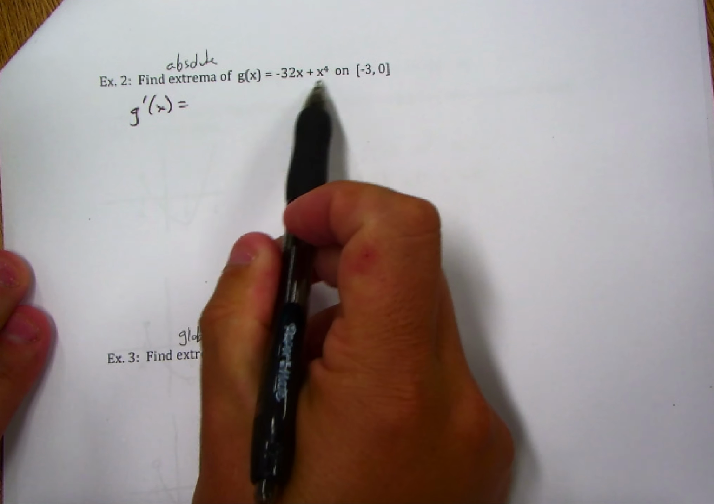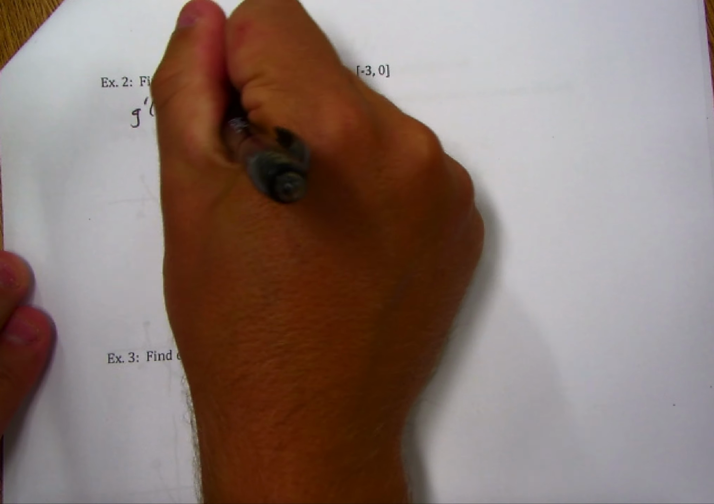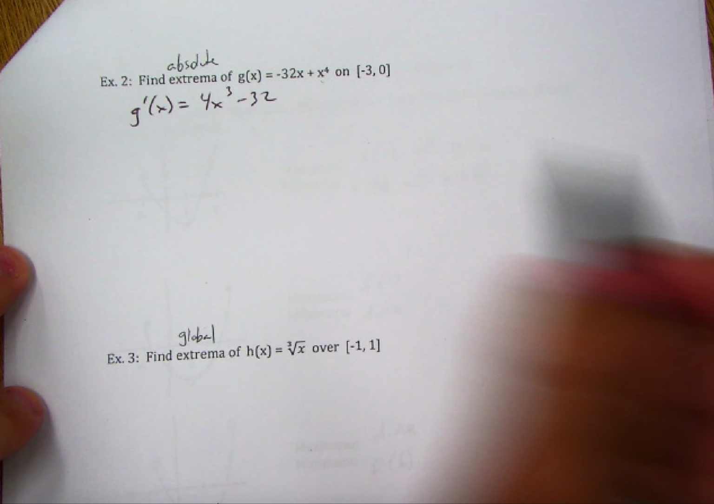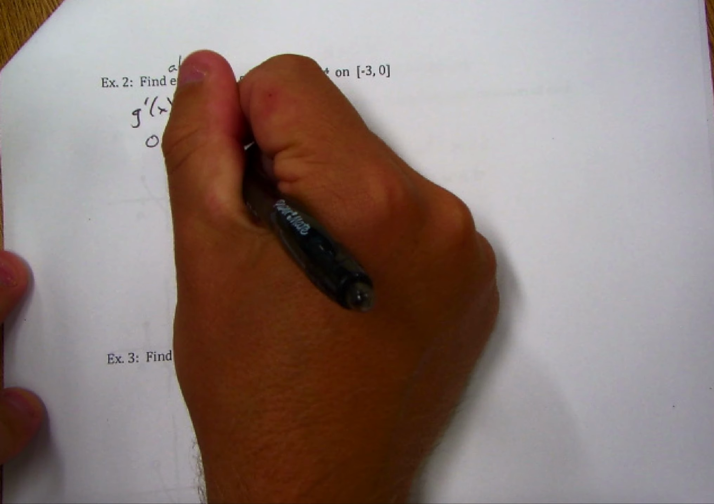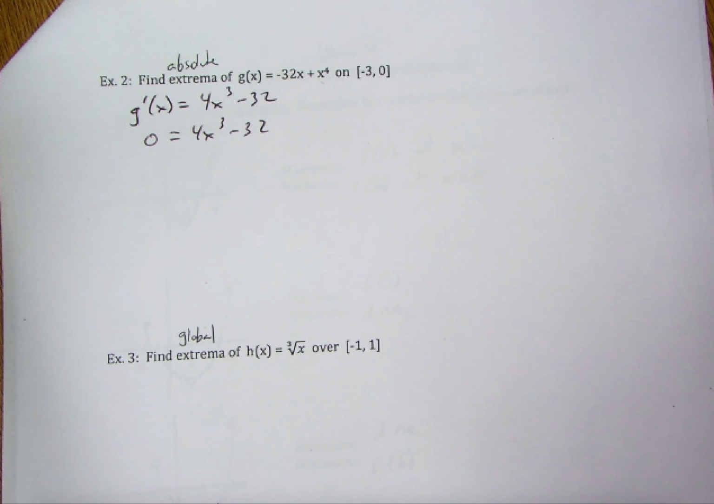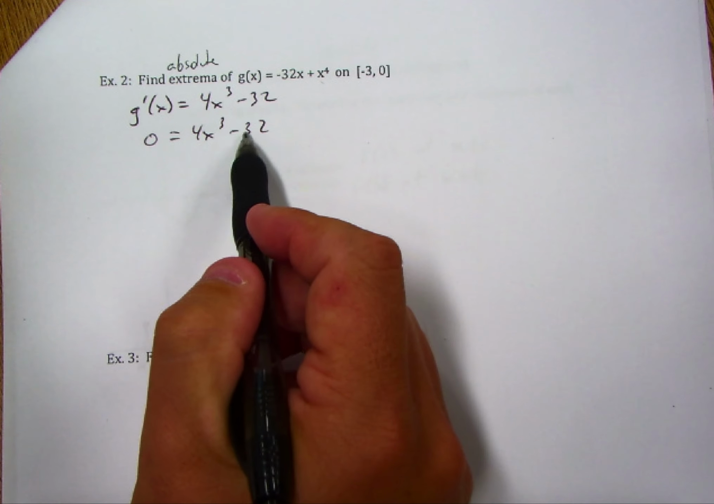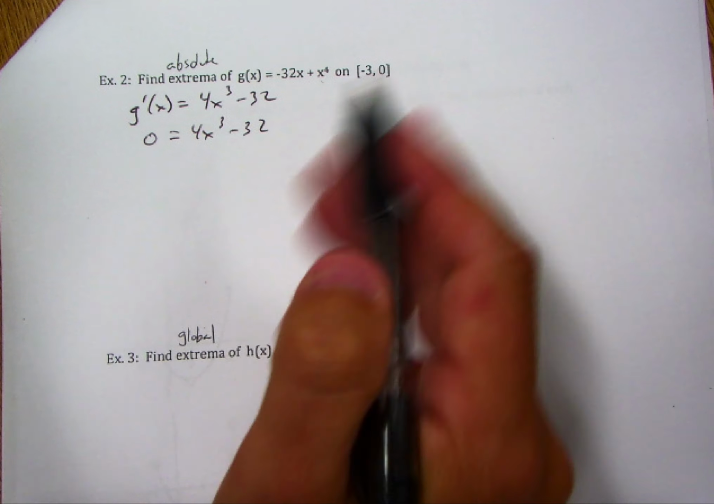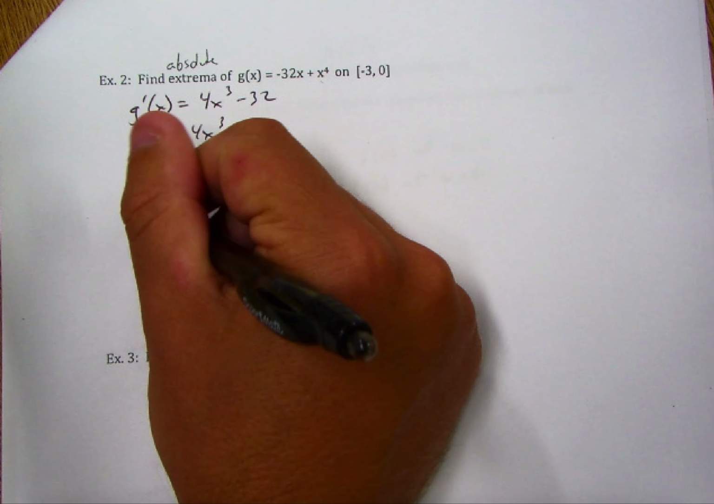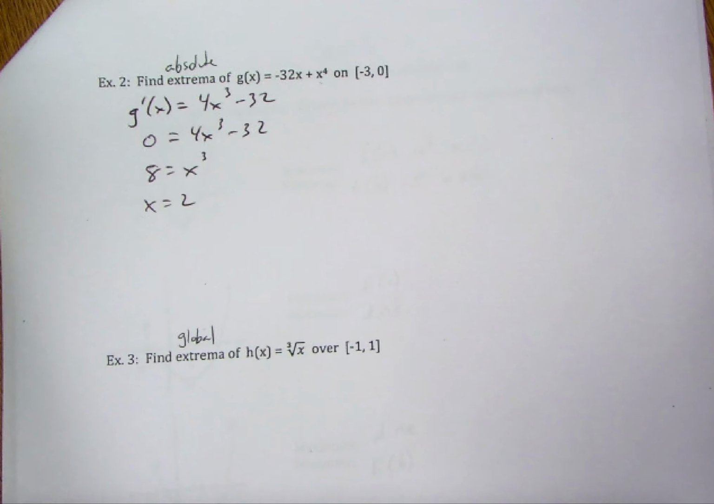So we're going to have 4x cubed minus 32. I'm trying to figure out where this equals 0 or is undefined. The undefined, I think, will show up in your homework. You'll have some fractions to deal with. Let's solve this. So add 32, divide by 4. So 8 equals x cubed. Cube root both sides. x equals 2.